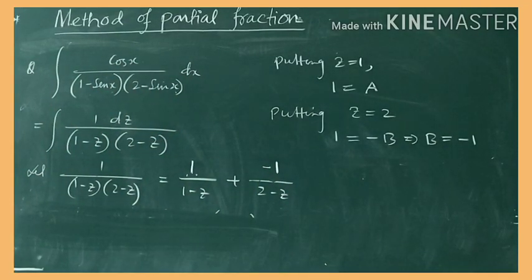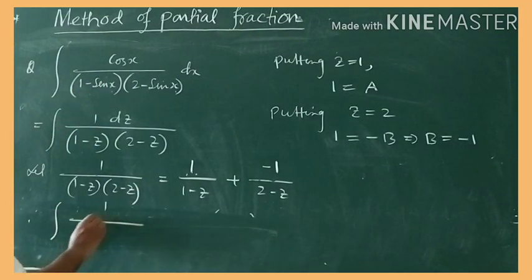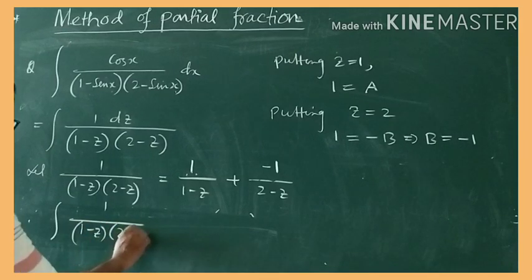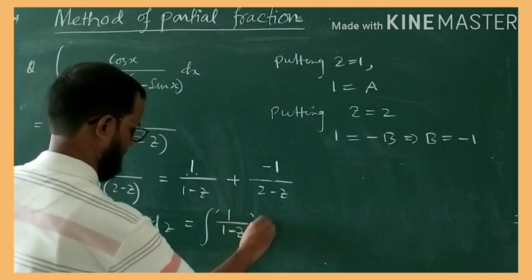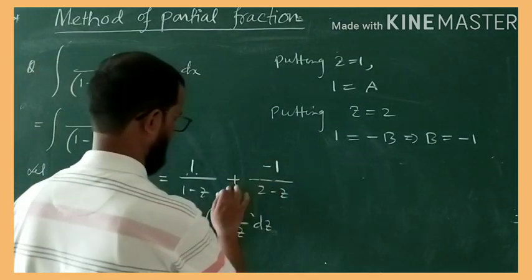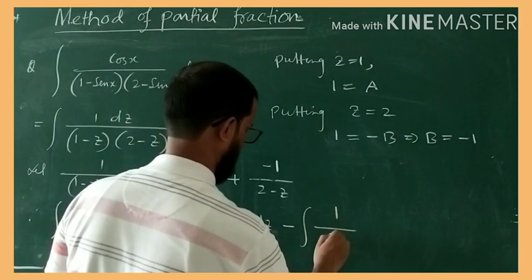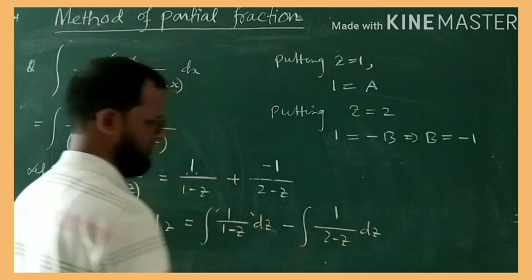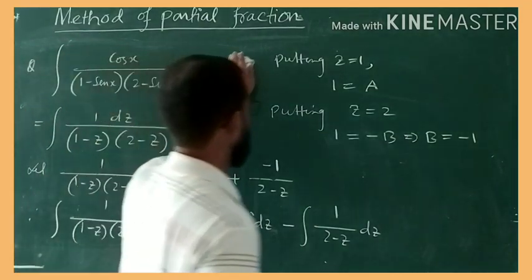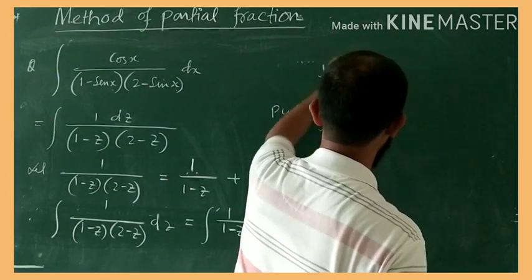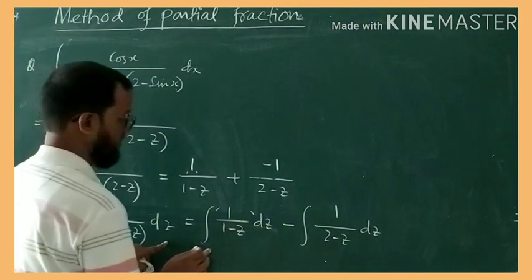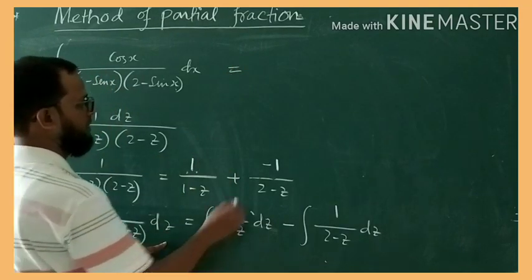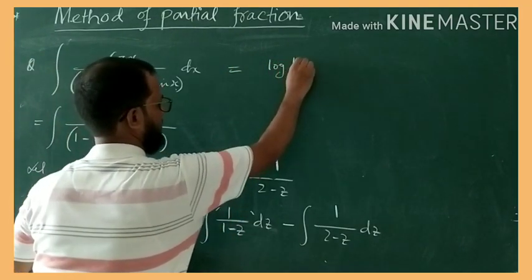Now take the integral. This integral is converted automatically: integration of 1 by (1 minus z)(2 minus z) dz equals integration of 1 by (1 minus z) dz minus integration of 1 by (2 minus z) dz. So this is the formula, the log formula. Use the log formula. When you use it, this integral becomes log modulus of 1 minus z.